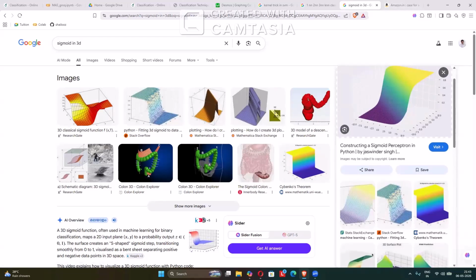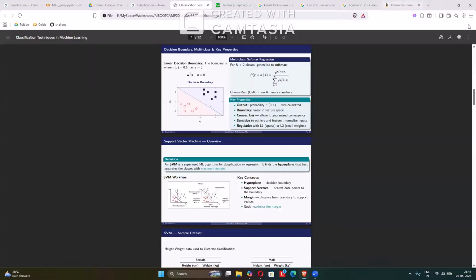So I hope logistic regression is clear for you, right? Is everyone okay? Can you just put a response on the chat box whether this logistic regression is okay or not?